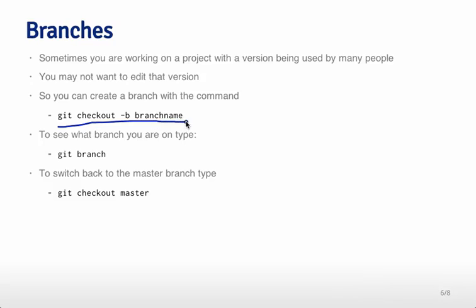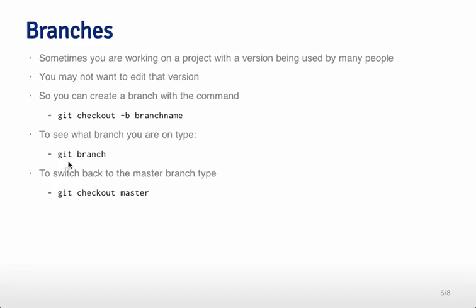So what you can do is use git checkout -b and then the name of the branch that you'd want, and that will create a new branch. The default branch for all the repos that are created with GitHub is the master branch, but you can create a branch with any other name, say devel for a development branch.